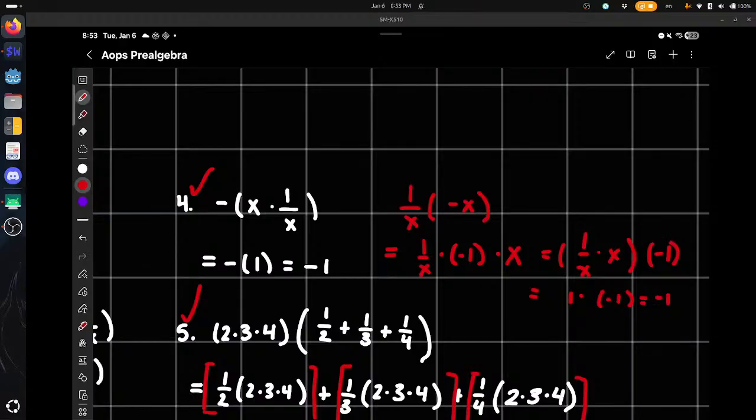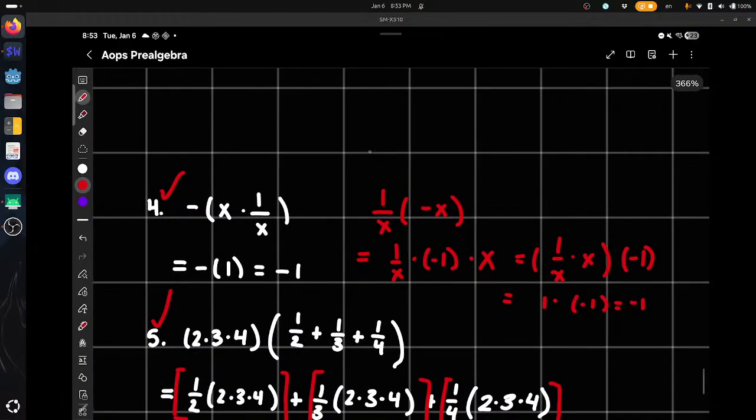Multiply the negation of a positive number. Multiply the negation of a positive number by the reciprocal. I should have said, yeah, multiply the negation of a positive number by the reciprocal of that. I could have thought about it like that, but I'll keep note of that.